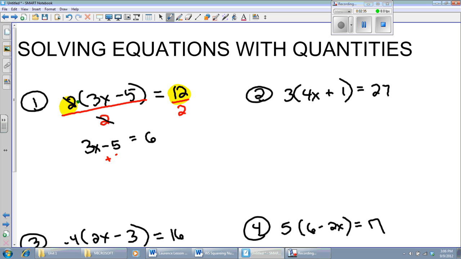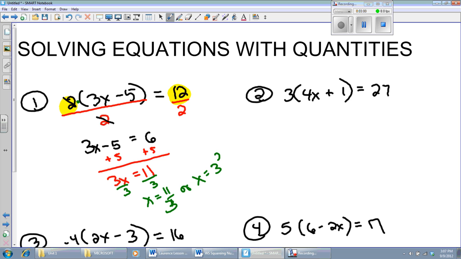I'm going to add 5 to each side, and I get 3x equals 11. Oops, I didn't write 11, did I? There we go. And then I'll divide by 3. And notice I'm going to get x equals 11/3. Now that's the same answer I got last time, and I might have gotten there a step quicker this time. Or you can tell me that x equals 3 2/3 if I convert it to a mixed number.